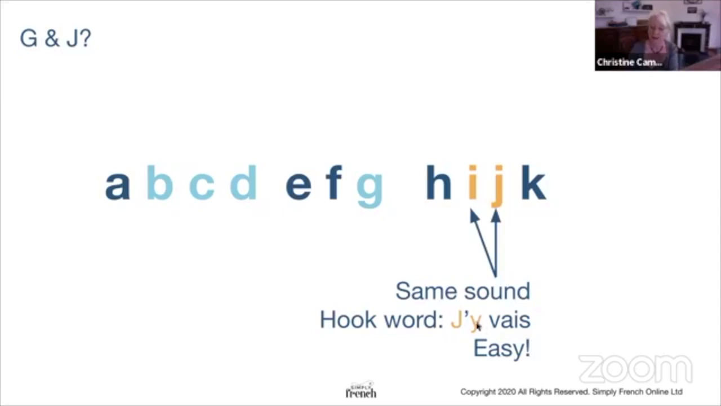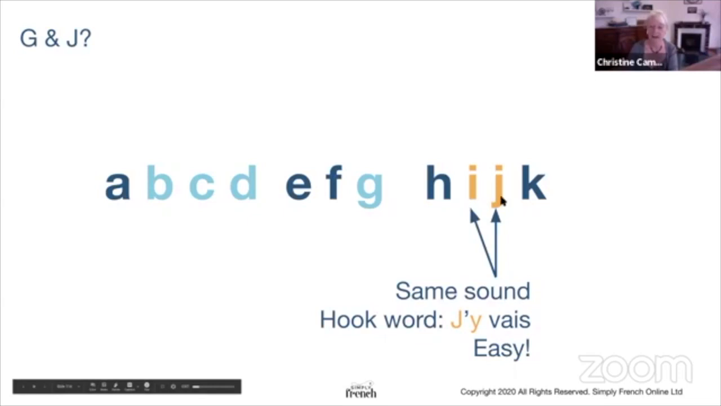And I've picked j'y vais because this also is the E sound. And the E and the G visually, nice and easy to remember because they're so close in shape. E and G sound the same. You have the two little dots in the same shape, so I put them in orange there. And my hook word or hook phrase is j'y vais. And this is the neat little trick I have.